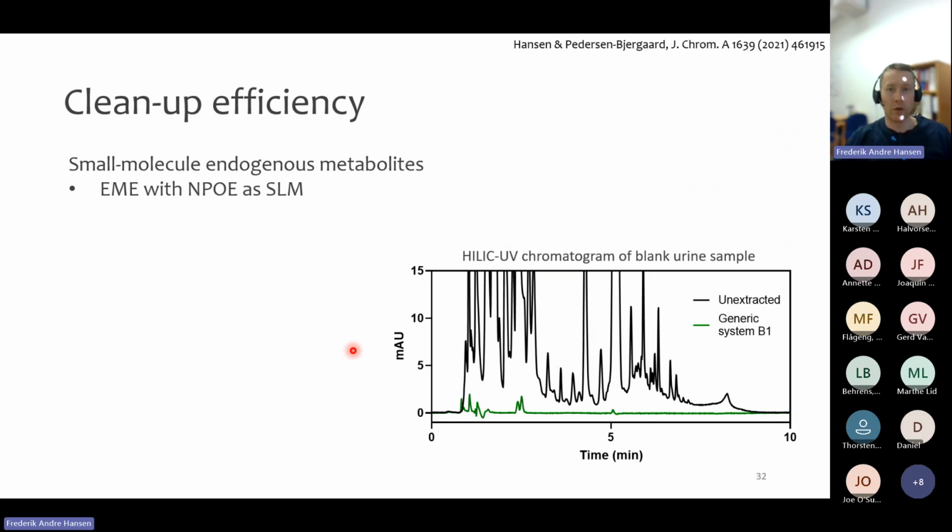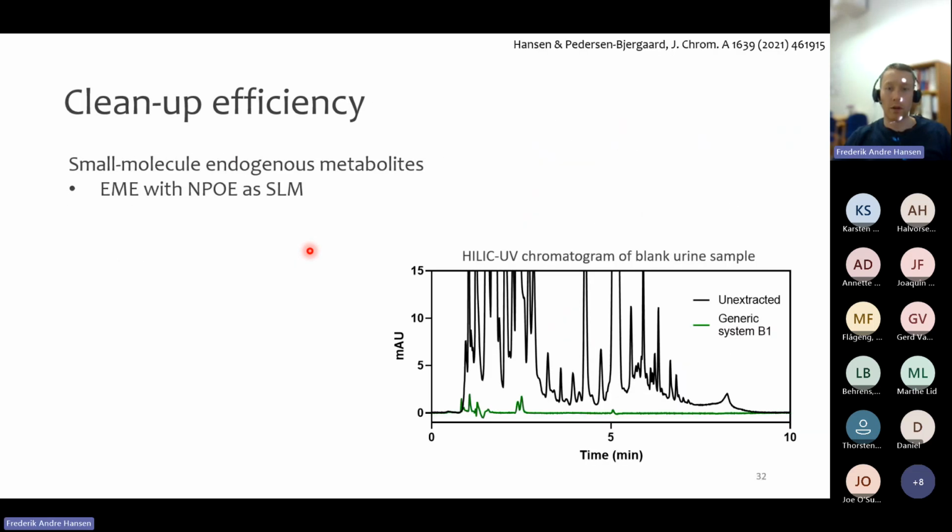Another thing you may wonder about are the small molecule endogenous metabolites. Here we have taken the same system as before and extracted a urine sample and run HILIC UV chromatography, which gives you a very rich chromatogram when you have unextracted urine. Then the green trace here represents the acceptor solution after we have performed EME with this system using 2-nitrophenyl octyl ether, where we also just have a few traces.